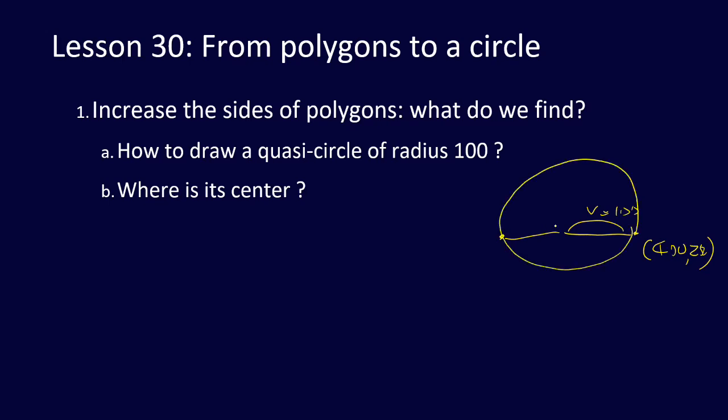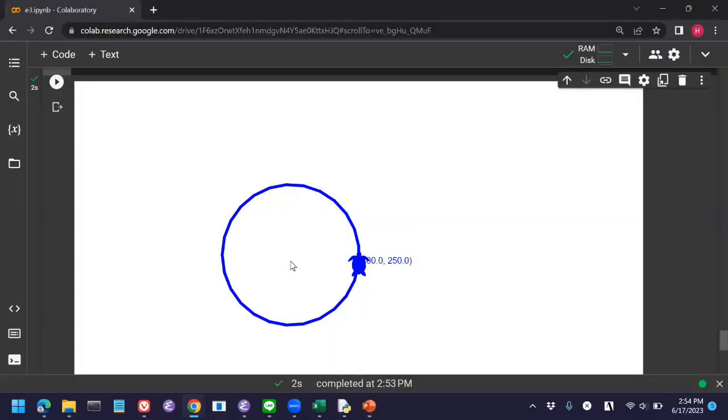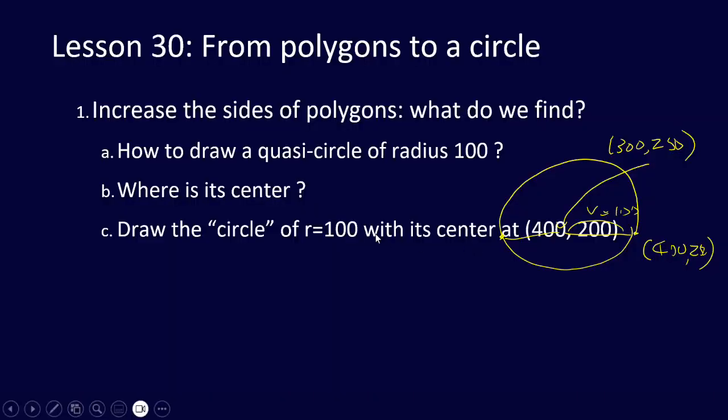Sorry for the strange picture. So what is the coordinate of this center position? It should be 300, 250, right? Should be like that because this is 400. So the x coordinate of the center should be 300. And this point should be 200. Okay? Let's check that. Draw a circle of radius 100 with the center at 400, 200.